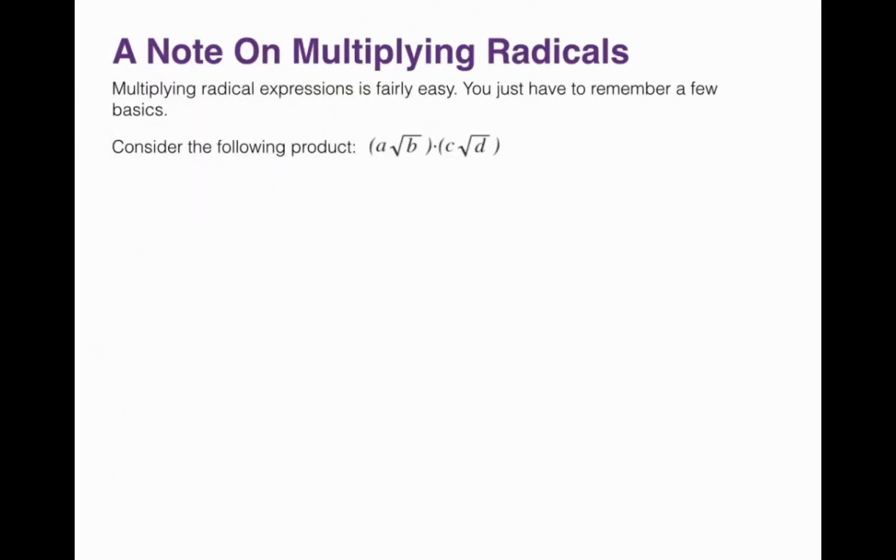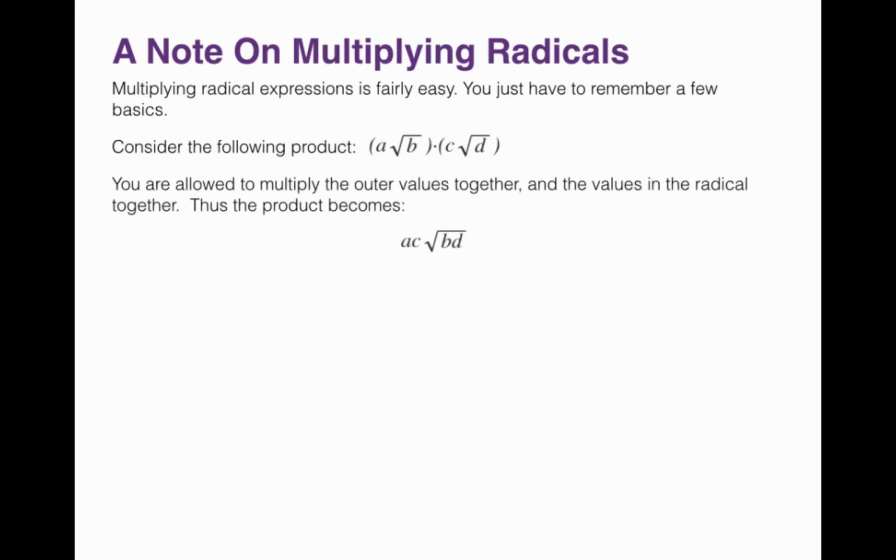Another thing that students really haven't worked with very much at this point is multiplying radicals together. This is also very easy to do. Let's say I had a square root of b times c square root of d. Well, all I have to do is multiply the outer parts together and the inner parts. So my answer is ac times the square root of bd.